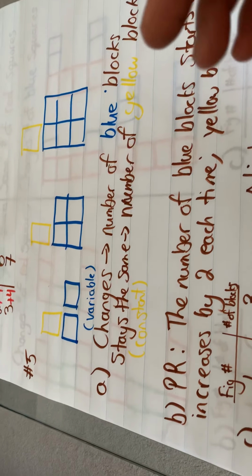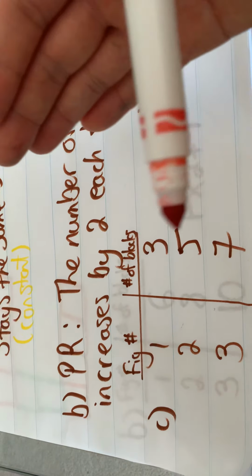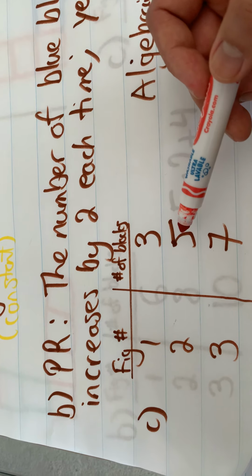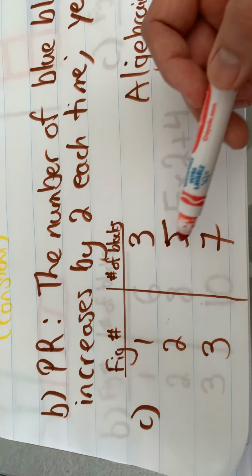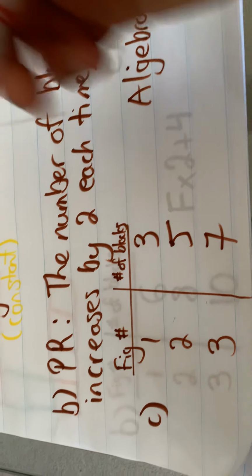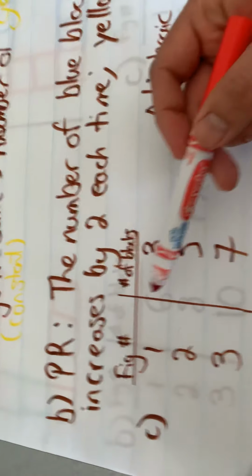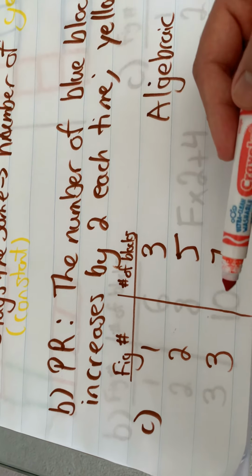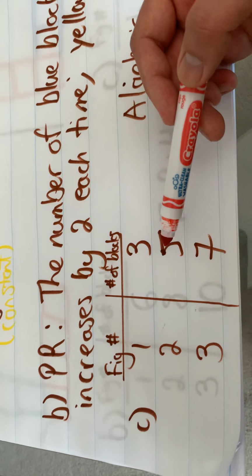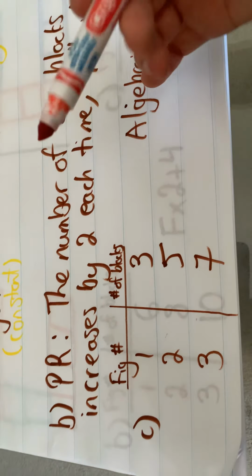Now, what's my algebraic expression? First thing I do is I create a T-chart so I can visually see what it's going up by. Figure number 1 has 3 blocks. Figure number 2 has 5 blocks. Figure number 3 has 7 blocks. So going across, I can see, well, I could do 1 plus 2 equals 3, but remember, the pattern has to be the same every time. So yes, 1 plus 2 does equal 3, but 2 plus 2 does not equal 5, it equals 4. So the answer is not just plus 2. I'm a little stuck here.